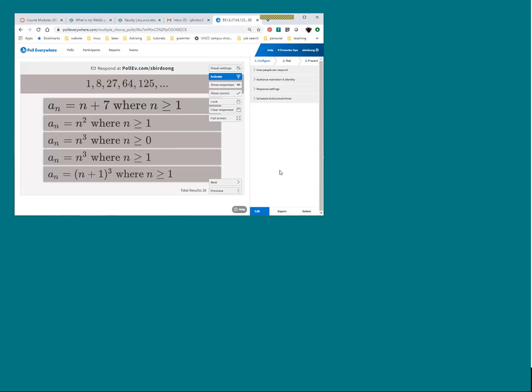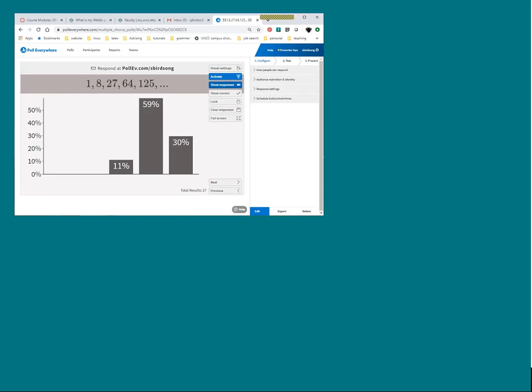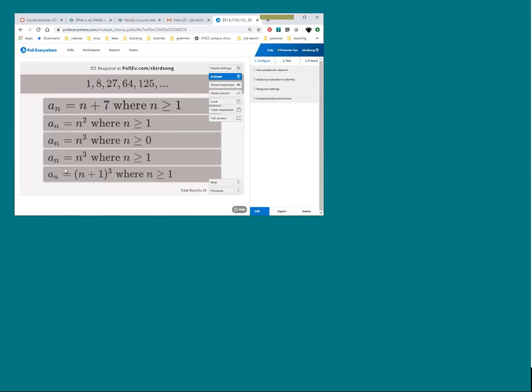All right, it looks like I got two thirds of you to answer. If we show responses, we definitely have some agreement here. It looks like everybody responded for the last 3 answers, and the last 3 answers all have cubes. So the question, of course, is, which one works? Anybody have a guess on how you can tell which one of these answers is going to work?